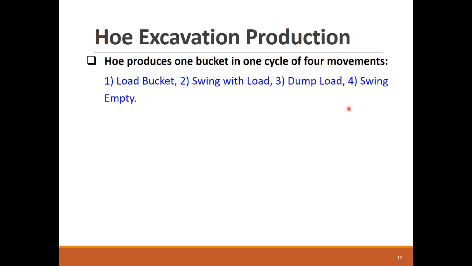Now let's see how we can model the production of the hoe excavation. We will model a single cycle of the hoe operation, which includes three main movements: bucket loading, swinging with the loaded bucket, and dumping the bucket load, and then swinging back with the empty bucket. So actually there are four movements. Recognizing these four main steps within each cycle will help in estimating the production of the whole operation using the shown formula.